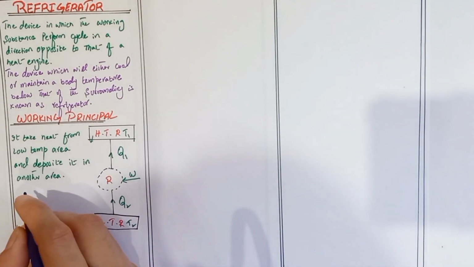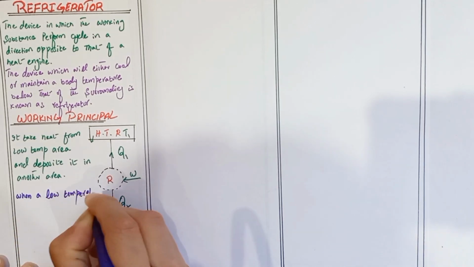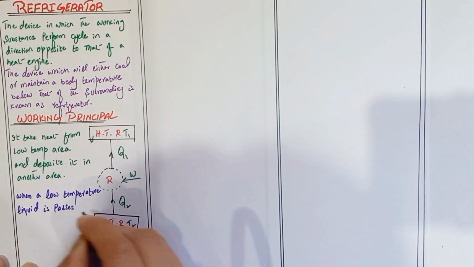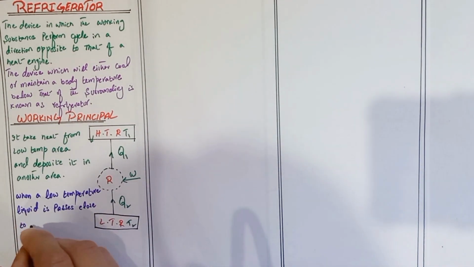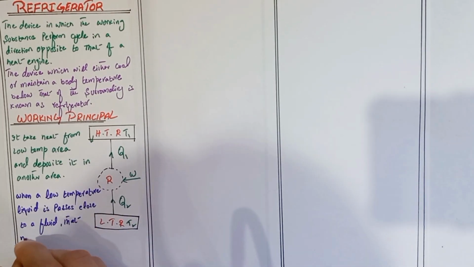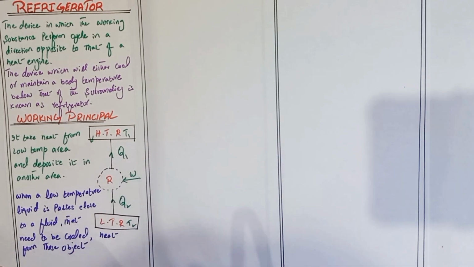How does the working principle of the refrigerator work: when a low temperature liquid passes close to a fluid that needs to be cooled, heat from those objects is transmitted to the fluid.